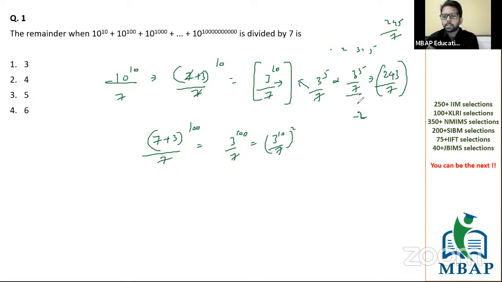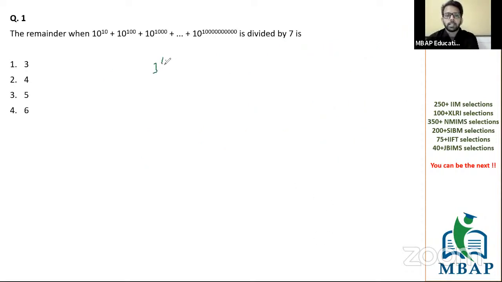Clear? So minus 2 is going to come from this part. The second part is also going to give you minus 2. Minus 2 times minus 2 will become plus. So the remainder of 3 raised to 10 by 7 is going to be how much? It's going to be 4. I repeat, what we have found is that 3 raised to 10 by 7 is going to give you a remainder of 4. Now all the values will have the same basis.